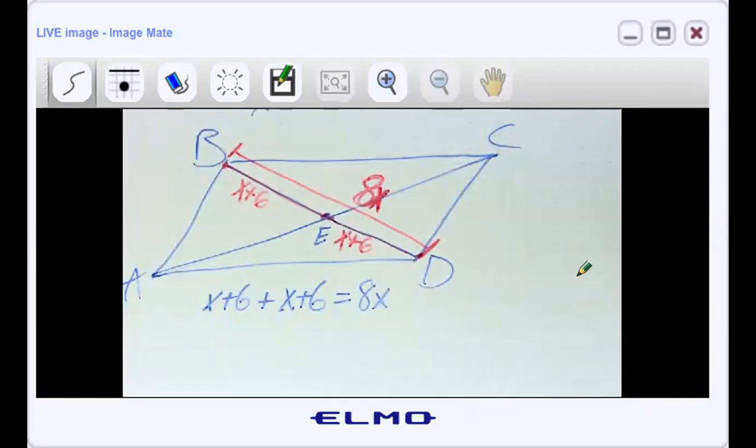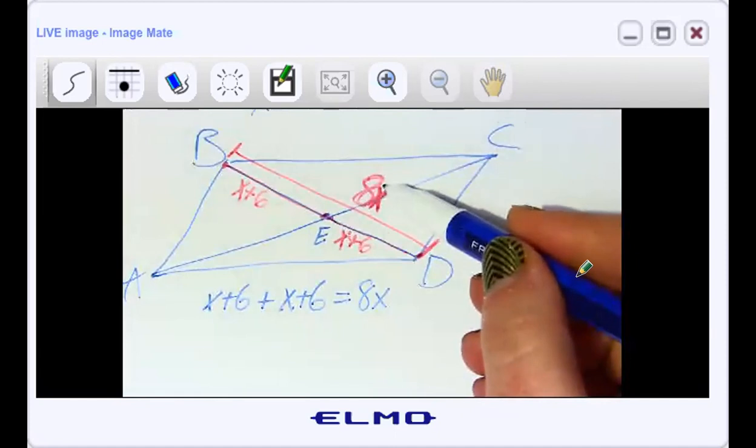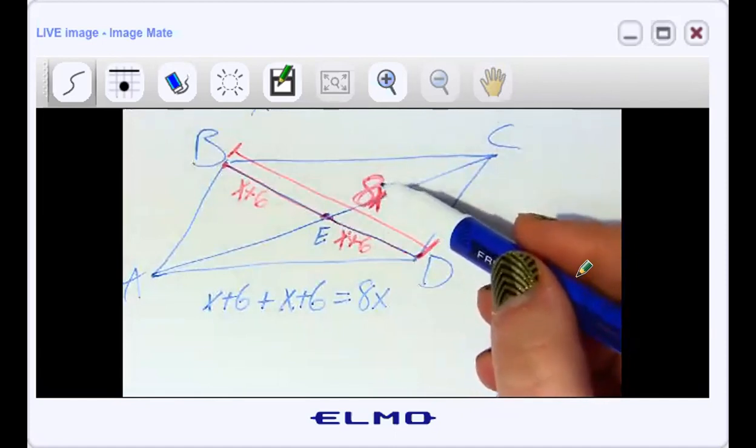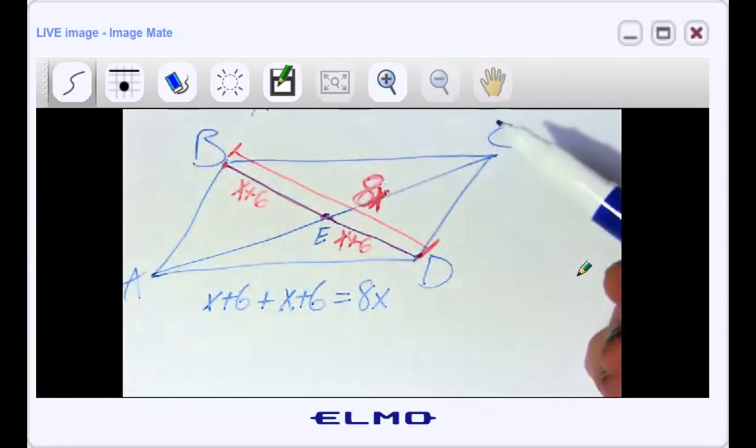Did anybody do that? You can do that and you will still get the right answer. The thing that I caution you on is what happens when that's not a nice thing to divide, right? What if it was 7x? Now you've got to deal with a fraction or a decimal.